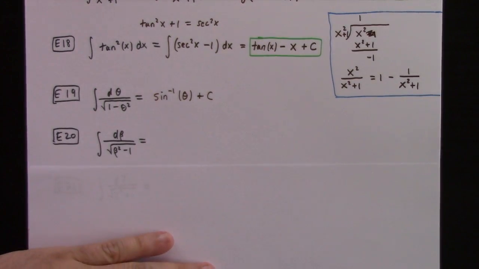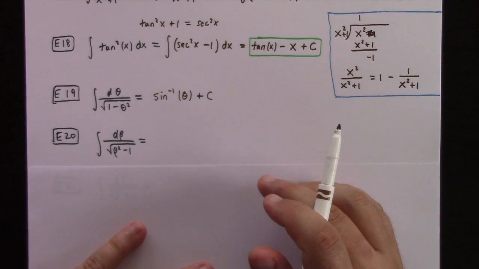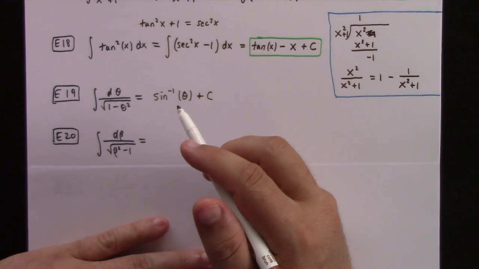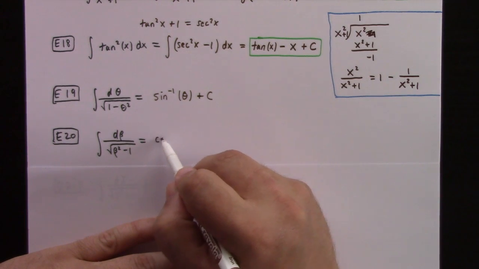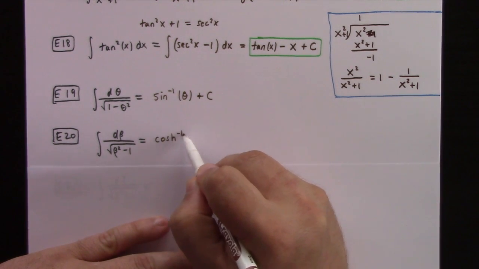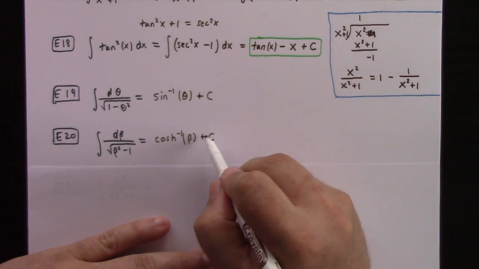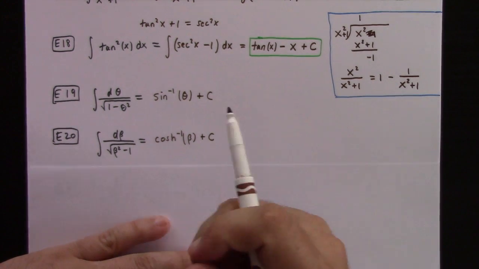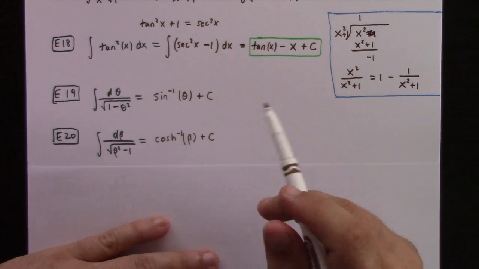Next on the list, the integral of d beta over the square root of beta squared minus 1. Now, I know it's a while ago, but that is going to give us cosh inverse of beta plus a constant, because the derivative of inverse hyperbolic cosine is 1 over the square root of something squared minus 1.